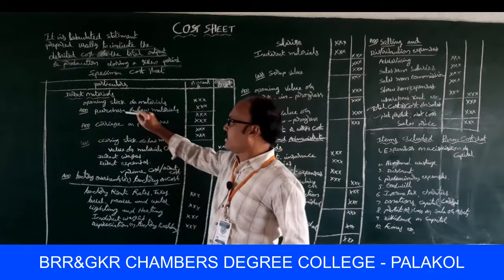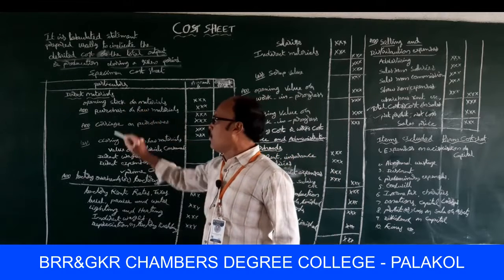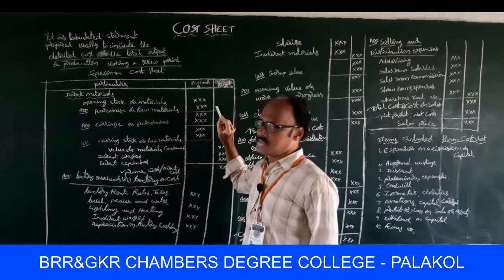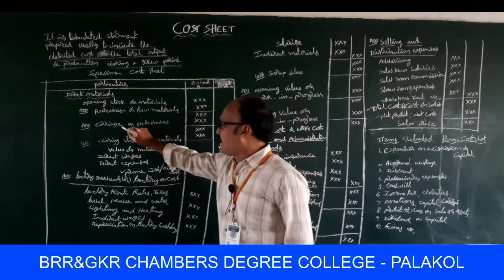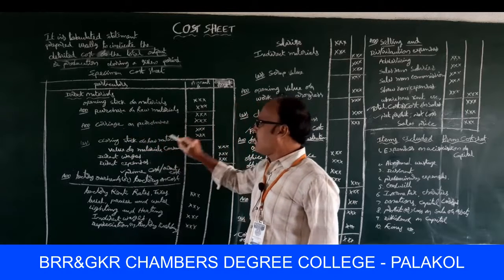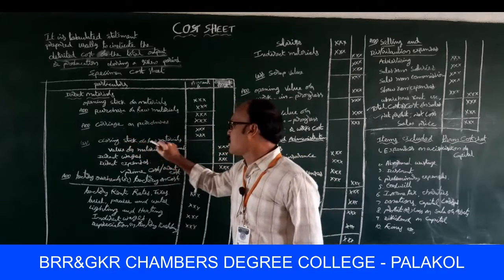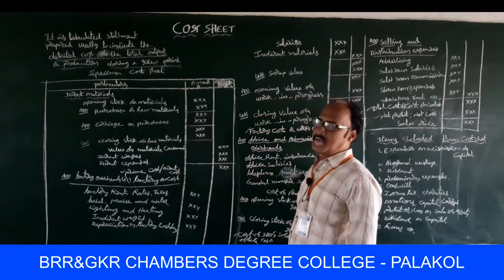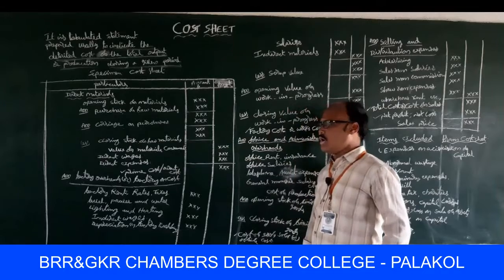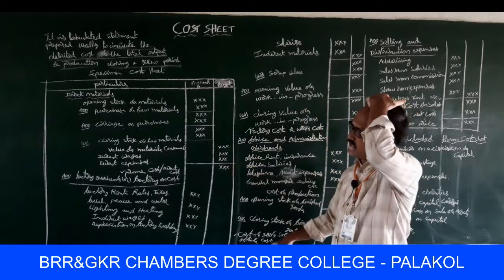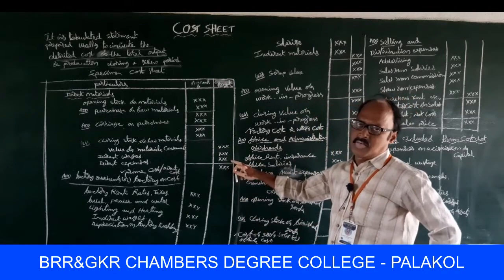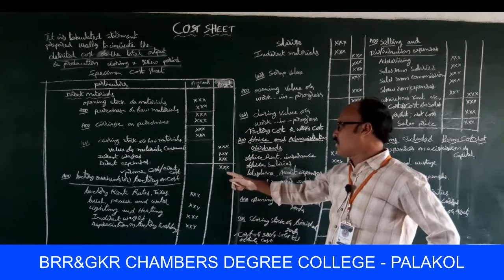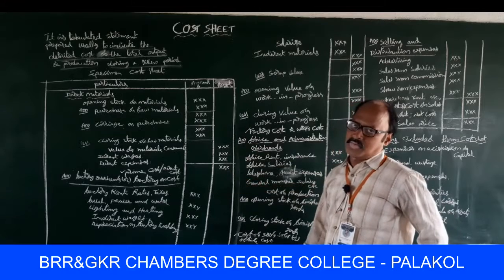Look at that one, direct materials: opening stock of materials, add purchase of raw materials. Next one, add carriage on purchases, less closing stock of raw materials. Then we find out the value of material consumed. So add direct wages. Next one, direct expenses. If we add the three transactions, then finally we find out the prime cost.